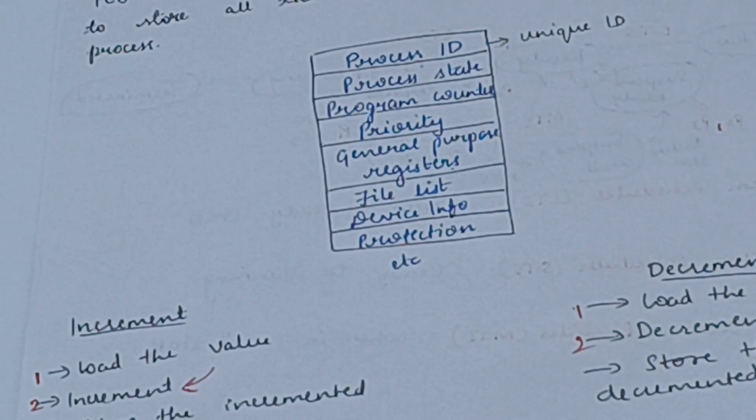And then we have device info, which says on which device the process is getting executed. For example, if you're taking a picture, it will tell you that on such and such device, at such and such time, the picture was taken. So device info tells us in which device the process is getting executed.